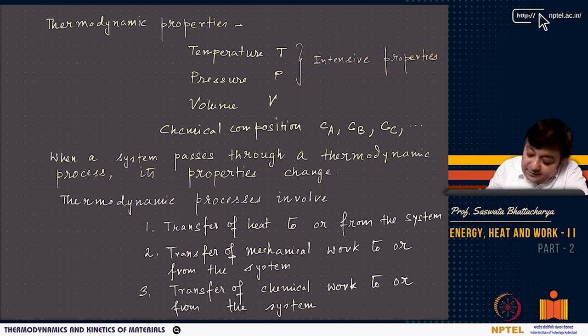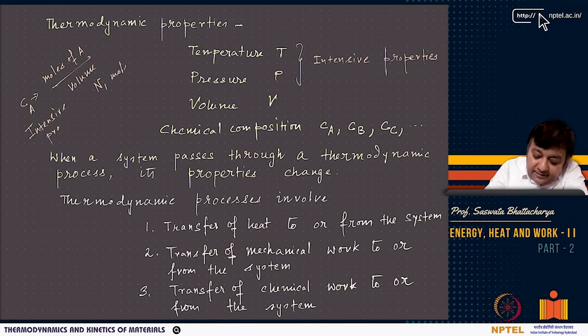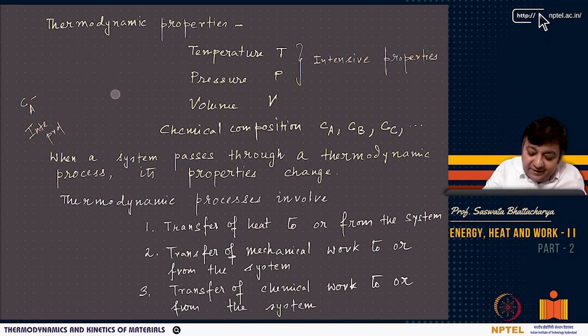Similarly, chemical composition: if I tell in terms of C, where CA denotes moles of A per unit volume, right? So in that case, CA, CB, CC is an intensive property. On the other hand, if I would have told NA, meaning N1 moles of A, that's a mole number, then it's extensive. It is additive. It depends on the extent of the system, but here it is intensive, right? So this is something that you should be very careful about.